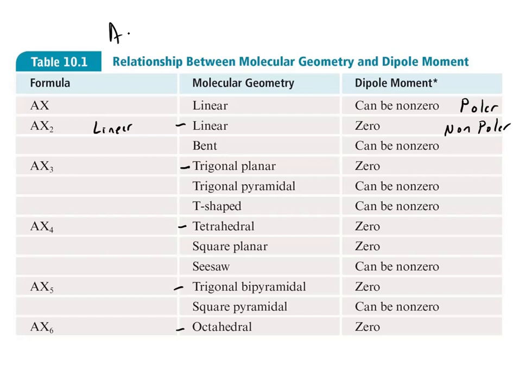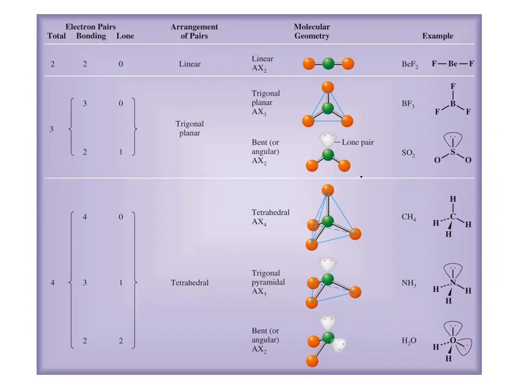And the assumption here is all outside atoms the same. Anything that can be non-zero is considered to be polar. Everything that can be zero is going to be considered nonpolar. And here it's listed by the shapes. To me, this is a little bit harder. If you go back to this table, it's a little bit easier.